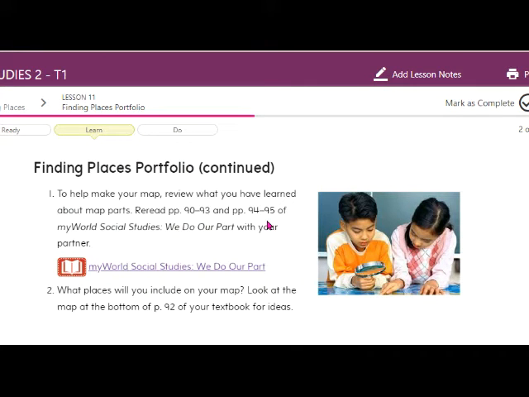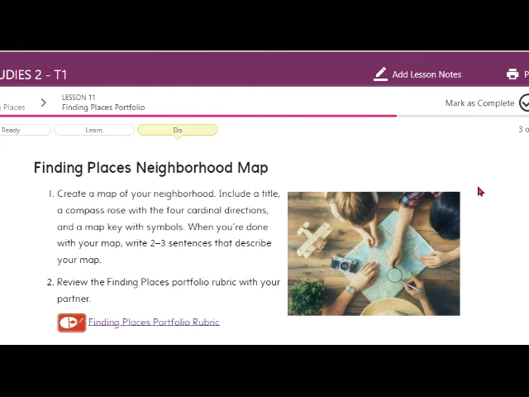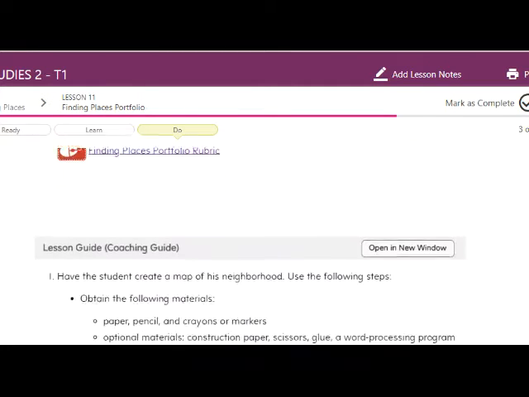What places will you include on your map? Look at the map on the bottom of page 92 of your textbook for ideas. So that was that map that we were just reading about. Finding Places neighborhood map. Create a map of your neighborhood. Include a title, that's something you must have, a compass rose with the 4 cardinal directions, and a map key with symbols. So those are 3 things you must have on your map. When you're done with your map, write 2 to 3 sentences that describe your map. Here's the rubric again. If you want to review it, we'll also review it together in this video.